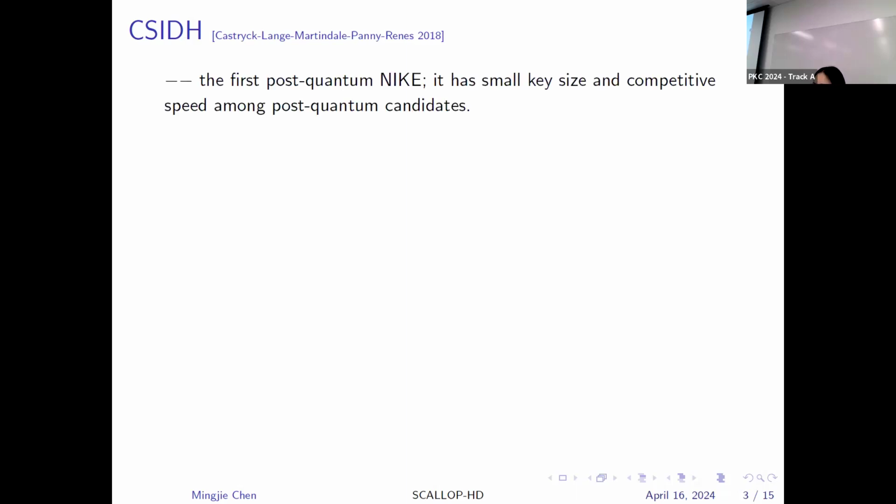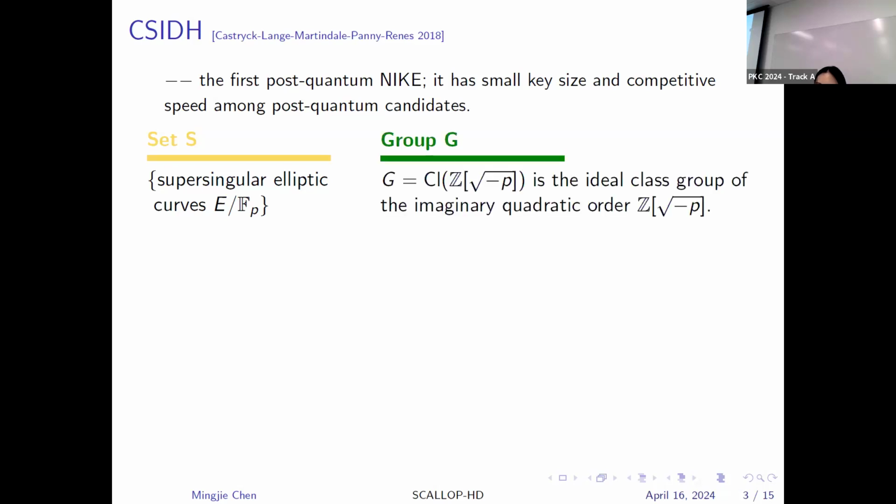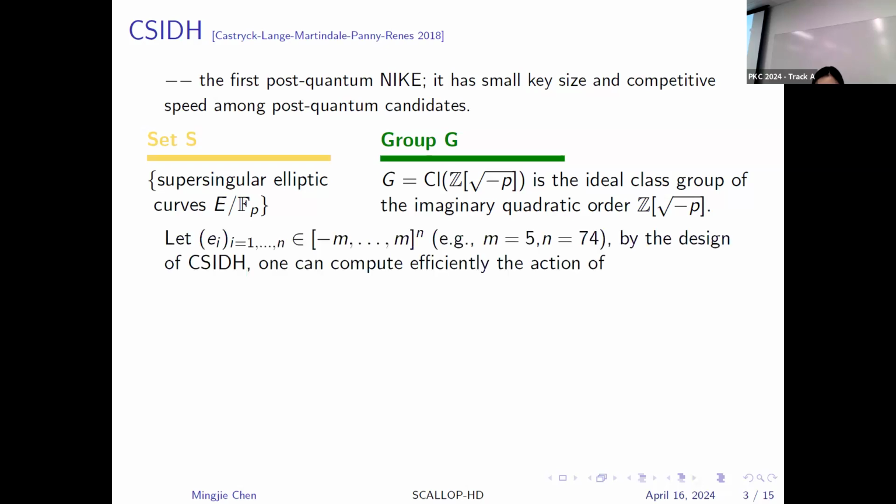This is the first post-quantum non-interactive key exchange. It has small key size and competitive speed among post-quantum candidates. So now let's take a closer look at the CSIDH group action. The set is the set of supersingular elliptic curves over Fp. The group is the ideal class group of the imaginary quadratic order Z adjoining square root of negative p. So the action is basically you take an ideal and it acts on a curve and it corresponds to an isogeny. You take the codomain curve as the result of your action.